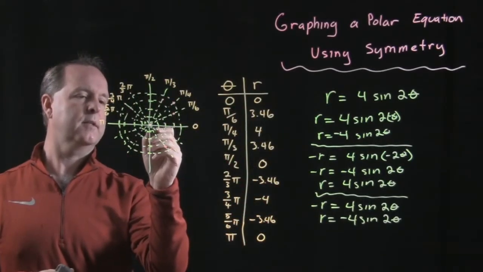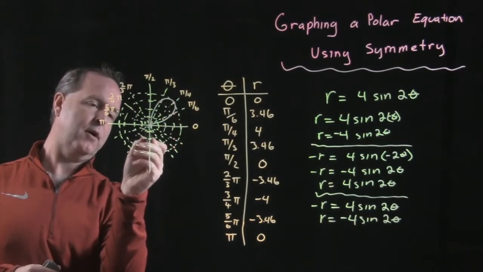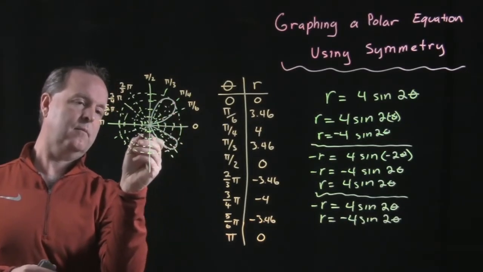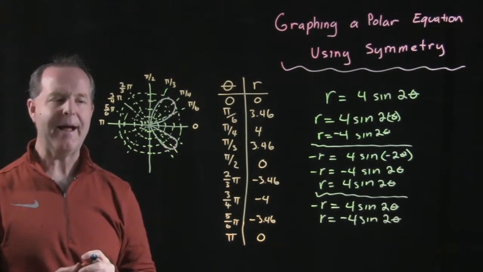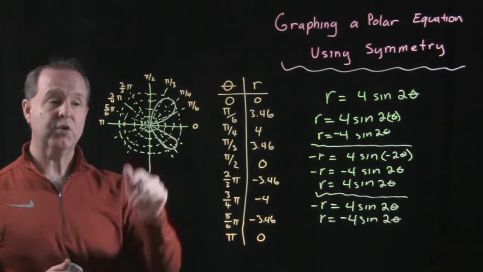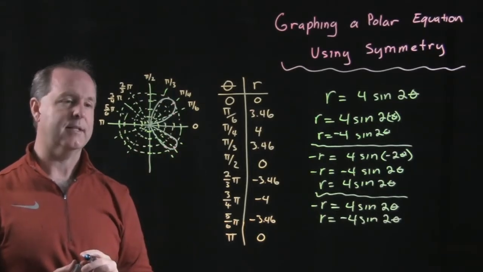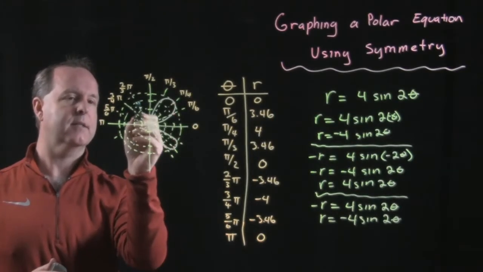In the first quadrant and the second quadrant, I have what looks to be a part of a flower. I got a couple of petals here. Now I know that this was symmetrical about the vertical axis. So that being the case, I can just reflect this about the vertical axis.